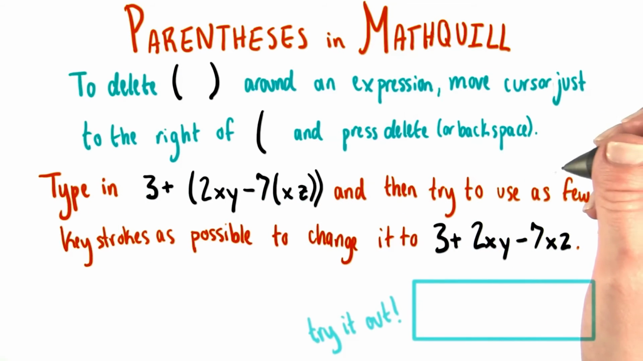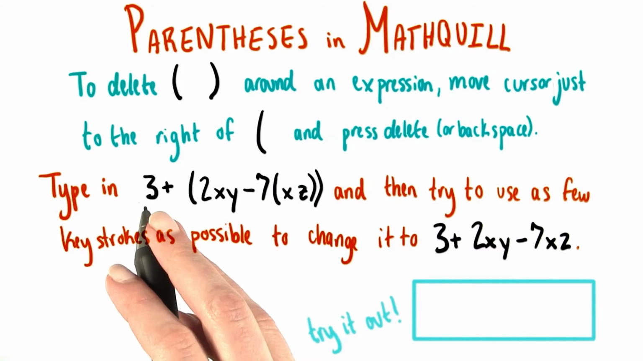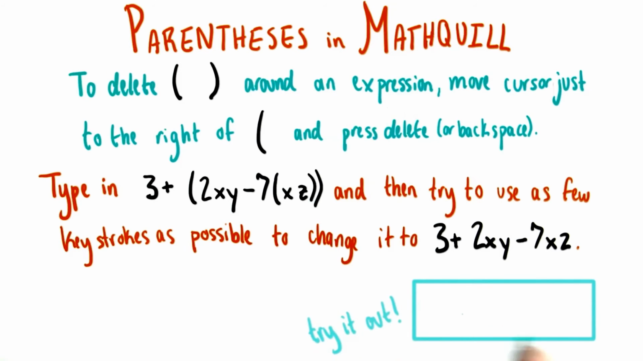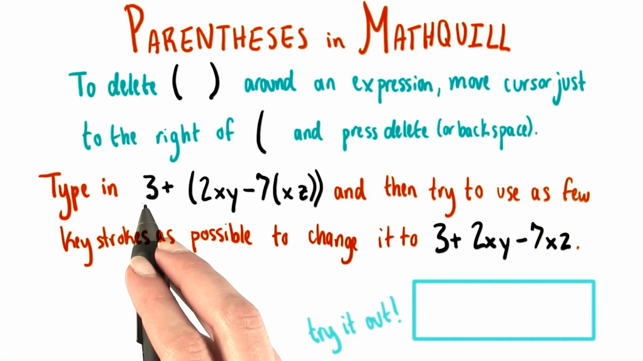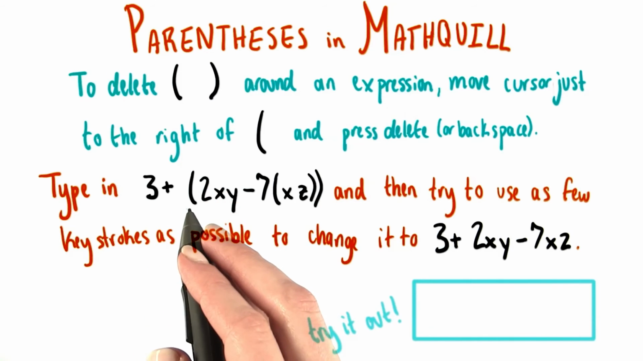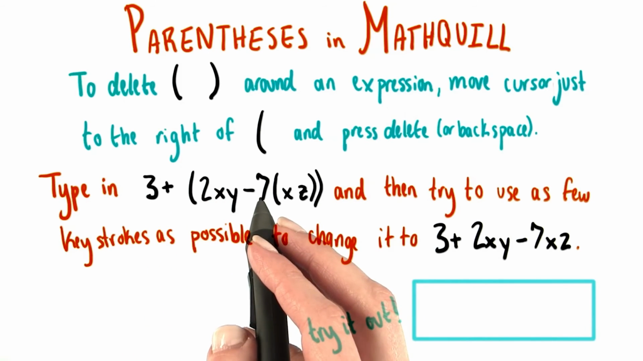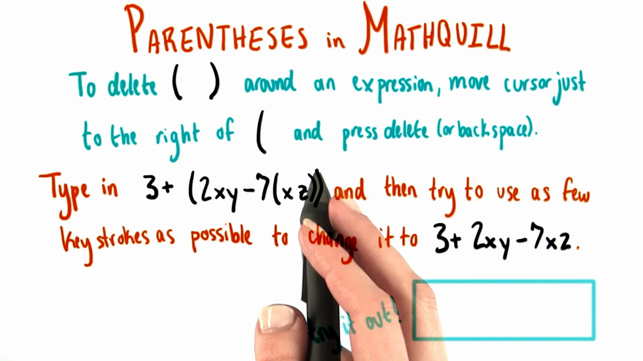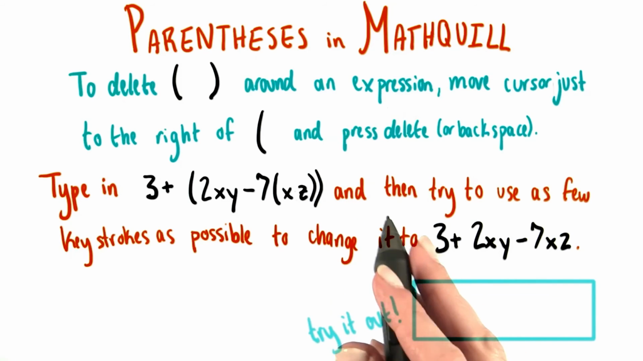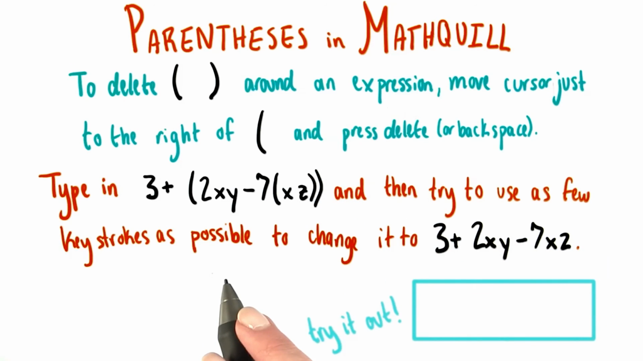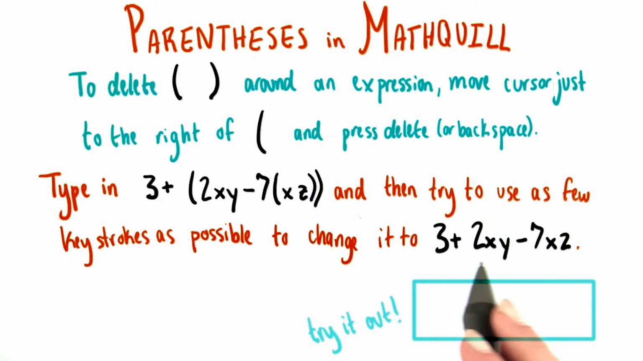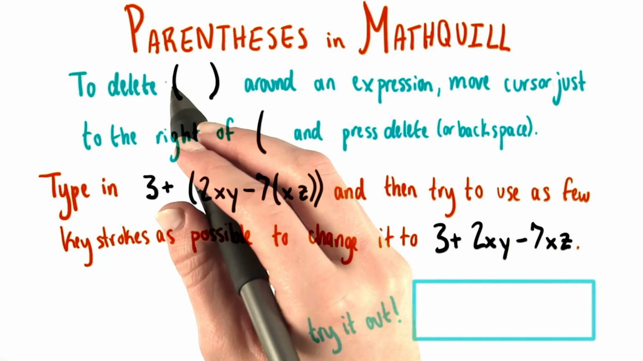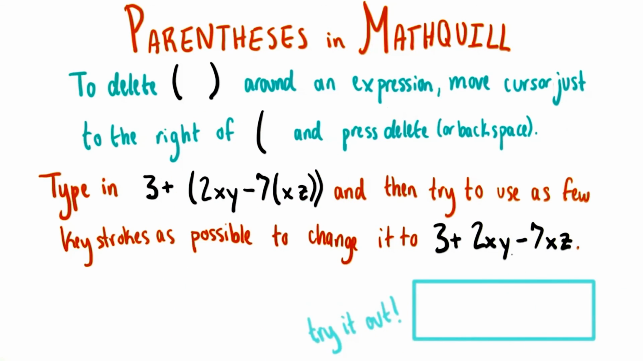I'd like you to get some practice with how this works using this expression right here. So once it comes time for you to take this quiz, I'd like you to type in 3 plus, open parentheses, 2xy minus 7, open parentheses, xz, and then 2 close parentheses. And then, in as few keystrokes as possible, change this to just 3 plus 2xy minus 7xz. So this is just giving you a chance to figure out how to delete parentheses without deleting expressions that were inside of them.